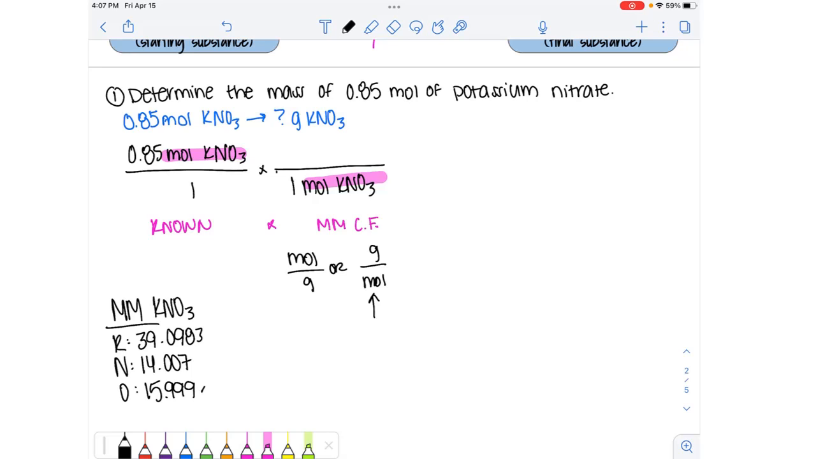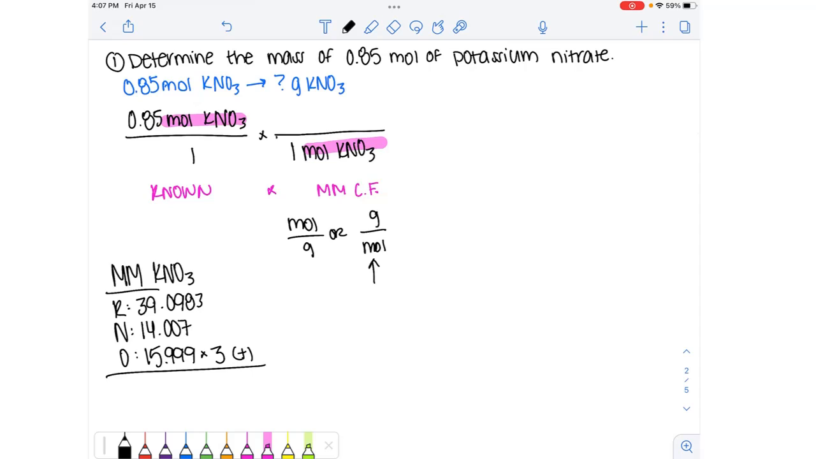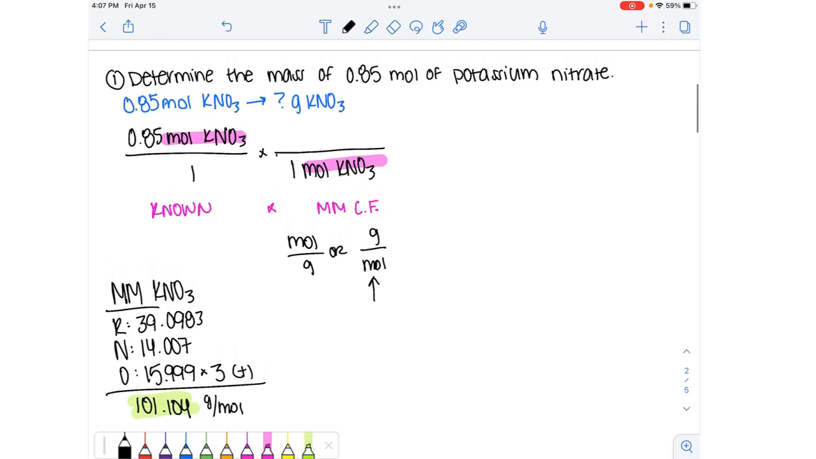In the formula, we have 3 oxygens, so we've got to multiply that number by 3. When we add all of this up together at the end, we're going to get a molar mass of 101.104 grams per mole. So this value right here is our mass per 1 mole of potassium nitrate. So I can plug that into my formula right here, 101.104 grams of potassium nitrate per 1 mole of potassium nitrate.